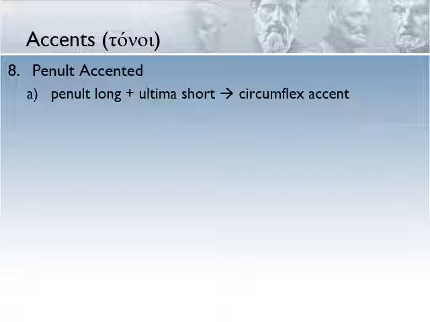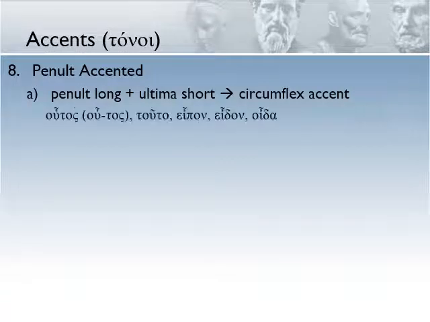Circumflex accents only exist over long vowels. And long vowels like to take circumflex accents as long as the rules for accent allow it. So a long penult that's accented will be circumflex as long as that ultima is short. Here are some examples of this rule.